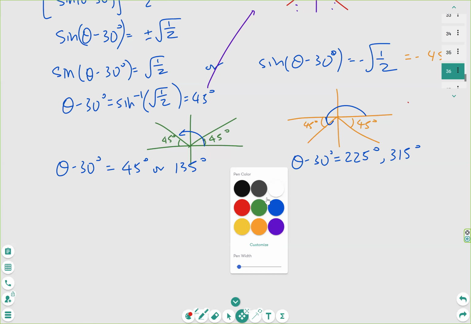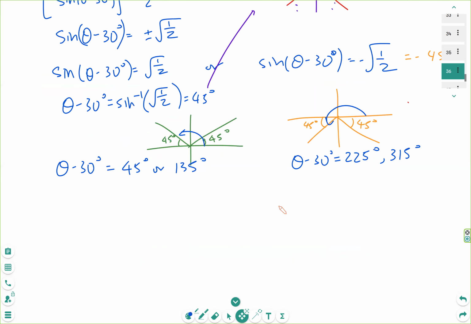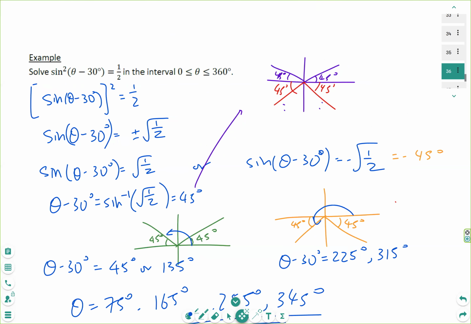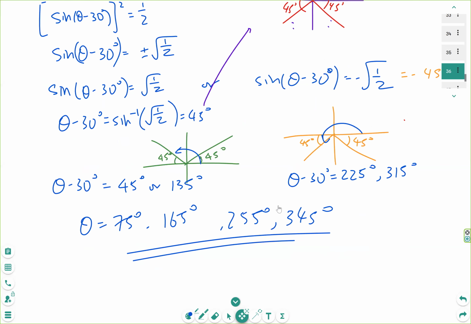Right. Anyway, to work out the final answer, we're not done yet. We need to find theta. So add 30 degrees to all the values. So 75, 165, 255 and 345 degrees. And let me check the range. Yep, 0 to 360. These are the answers.